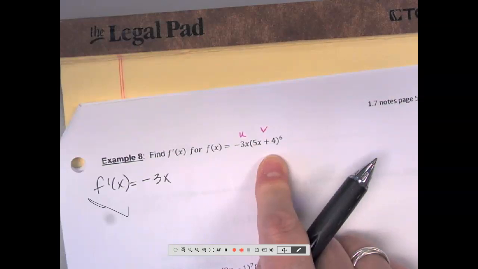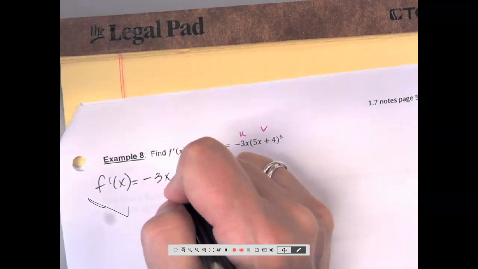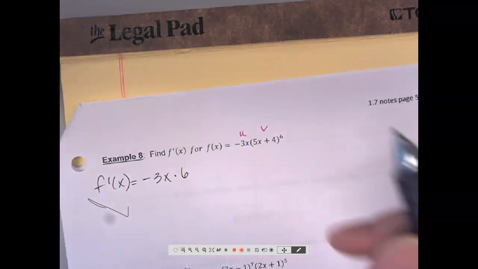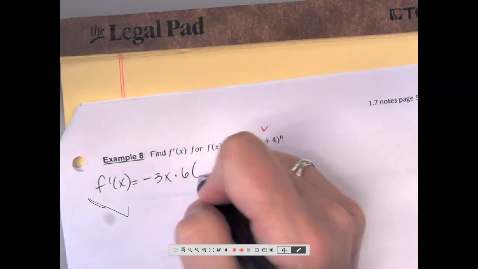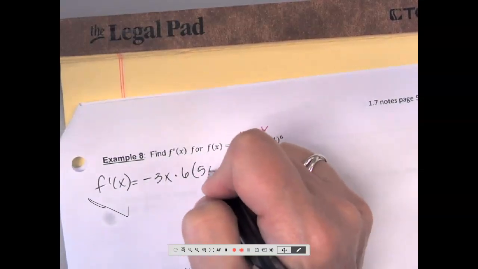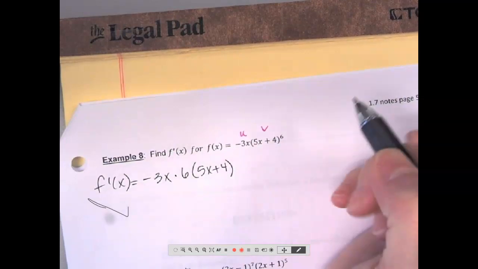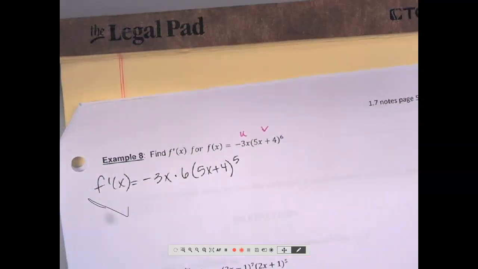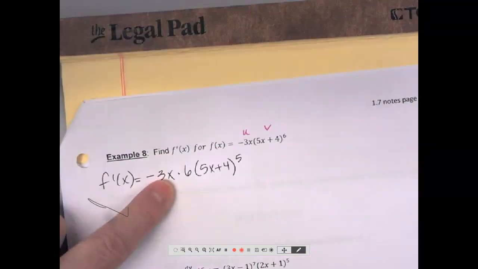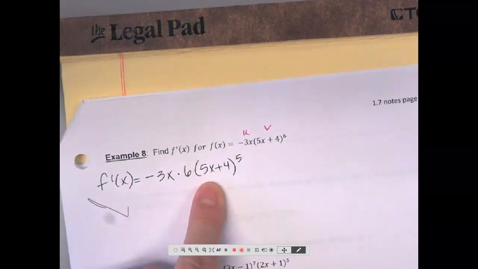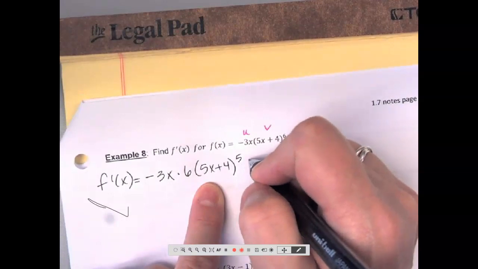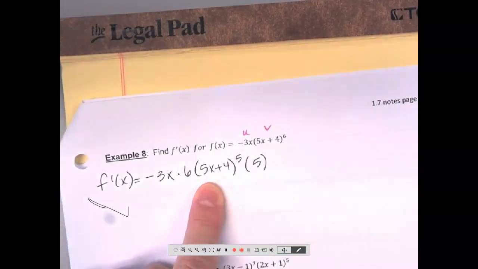Talk to me. Bring the 6 down. And do I change the 5x plus 4? No. I'm not dealing with that yet. I can only deal with one function at a time. I am dealing with that power of 6. So I brought it down, changed it to a 5. Now I'm going to take the derivative of the inside, which is just 5.